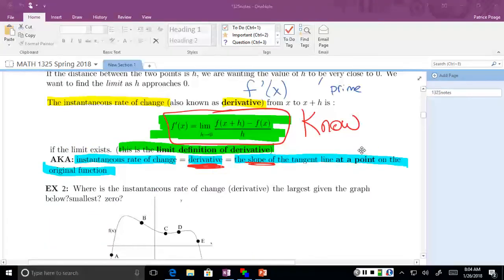And the big thing I wanted to get across to you is that the slope of the tangent line at a certain point is called the derivative. The slope at a point is called the derivative. For a while, we're going to call it the instantaneous rate of change also. So in example 2, it says, where is the instantaneous rate of change the largest? It's really asking what? Where what's the largest? The greatest slope.